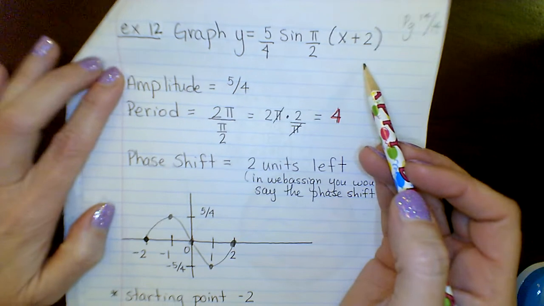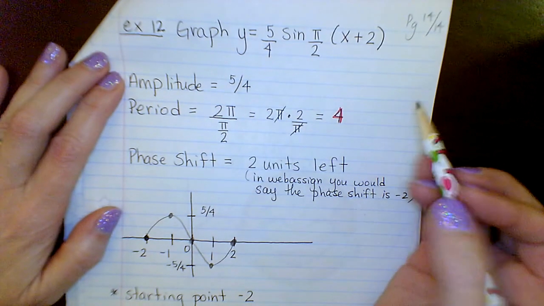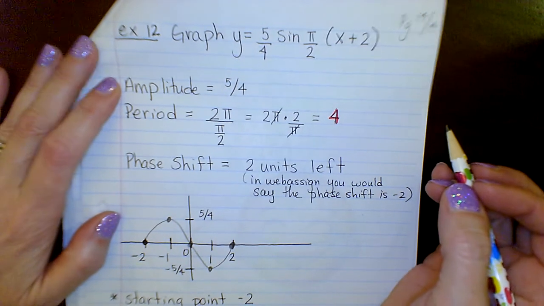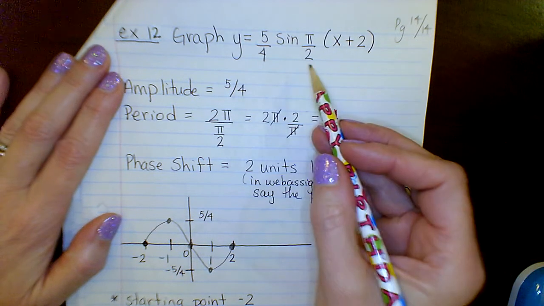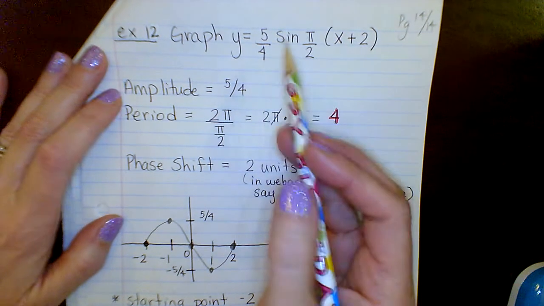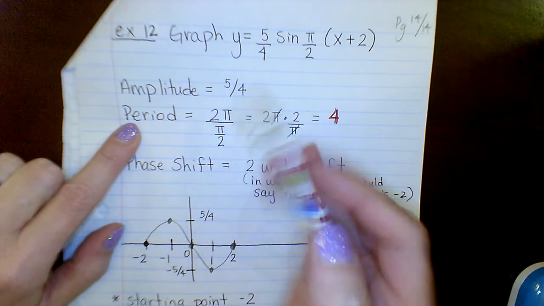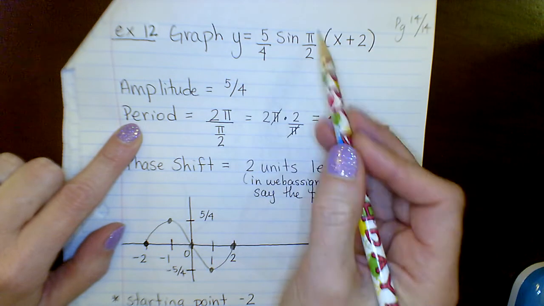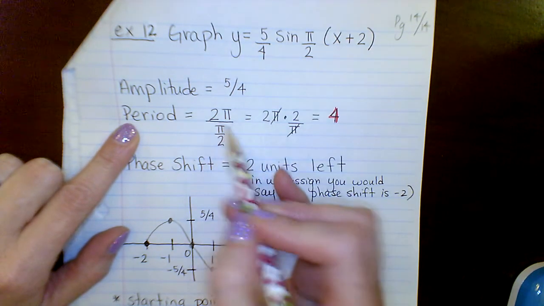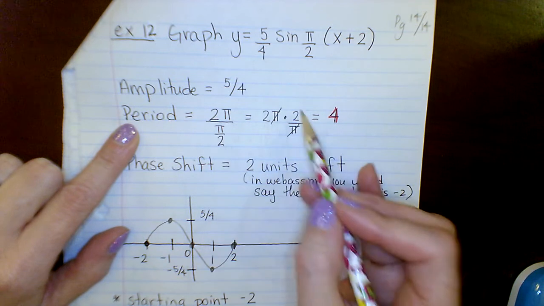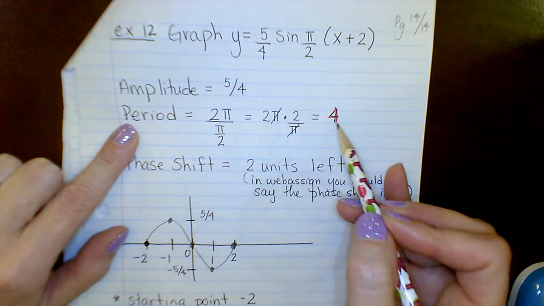Graphing this thing. We got amplitude change. We got a period change. We got a phase shift. We got all kinds of stuff happening here. This is already factored out, so you're welcome for that one. We get an amplitude of 5/4. Period: 2 pi over b right here. 2 pi divided by pi over 2. Remember, if you divide by a fraction, it's the same as multiplying by its reciprocal. We get a period of just 4.